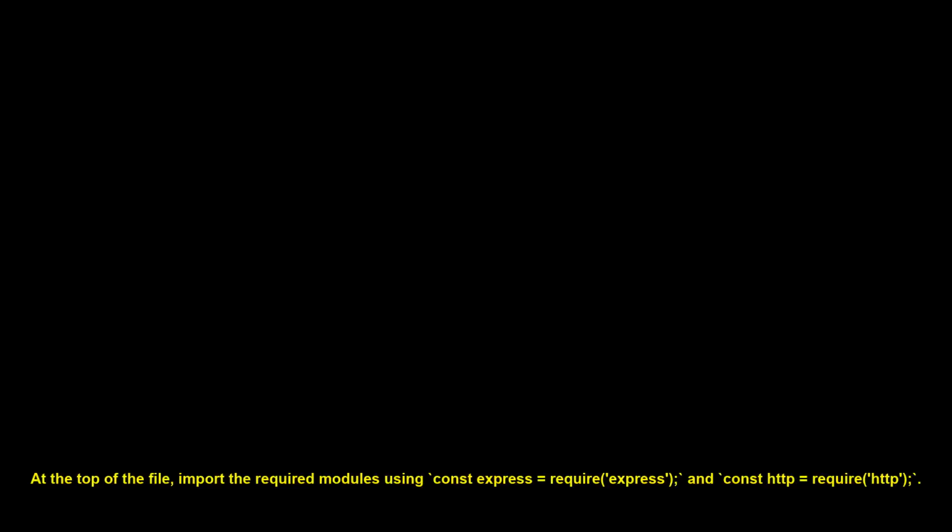Create a new file named server.js in your project directory. Open server.js with your favorite code editor. At the top of the file, import the required modules using const express = require('express'), and const http = require('http'). Next, create an instance of express by writing const app = express(). Then, create an HTTP server using const server = http.createServer(app).